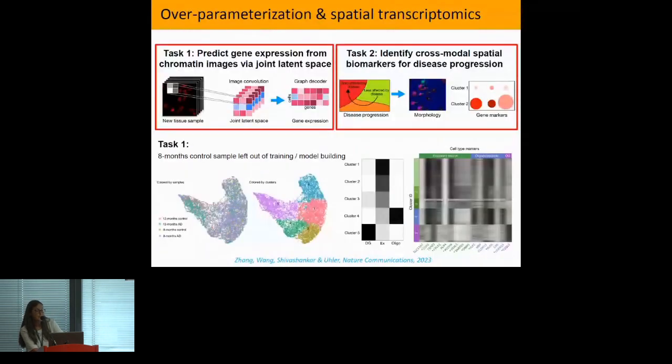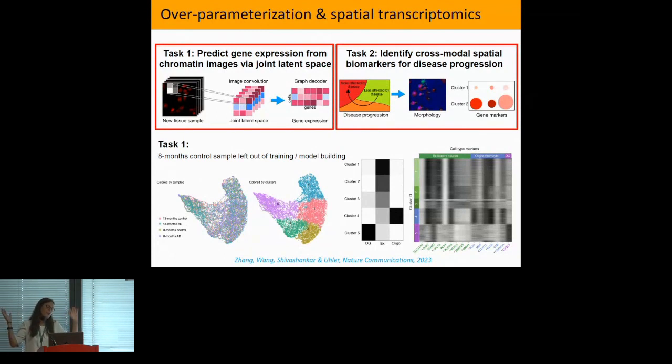So these are again our 4 mice that we have, sorry, I got the months wrong. And we completely left out the 8 months control mouse. It was not used for model building. It has never been seen. That's how we trained our autoencoder. Now we're adding in this 8 months control mouse, and we just do our standard RNA-seq analysis, what people do.